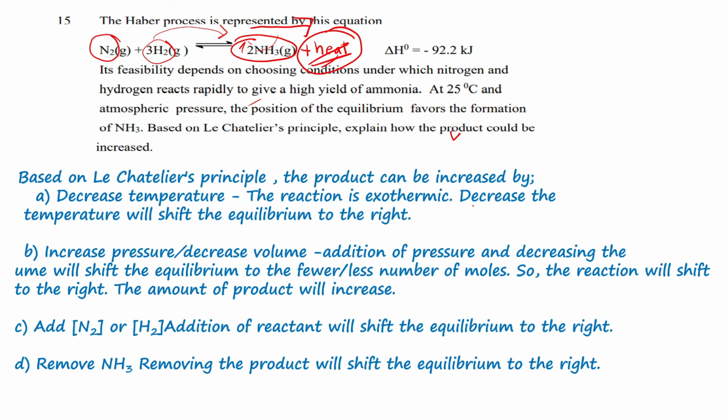Right. And then the last one, we remove ammonia. Okay, bila kita remove ammonia, product will shift to the right. Okay, the equilibrium will shift to the right. Kenapa dia shift to the right? Because ammonia telah habis. Okay, telah hilang di sebelah kanan. So dia akan shift to the right. Alright, so that's for question number 15.